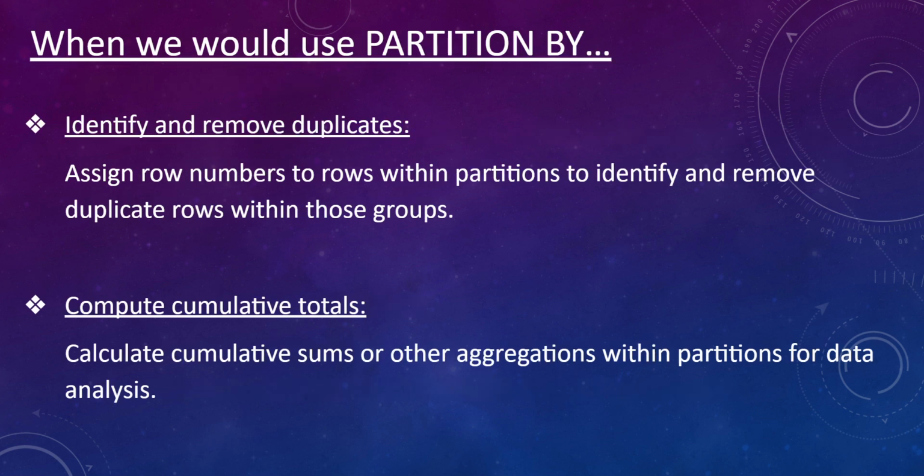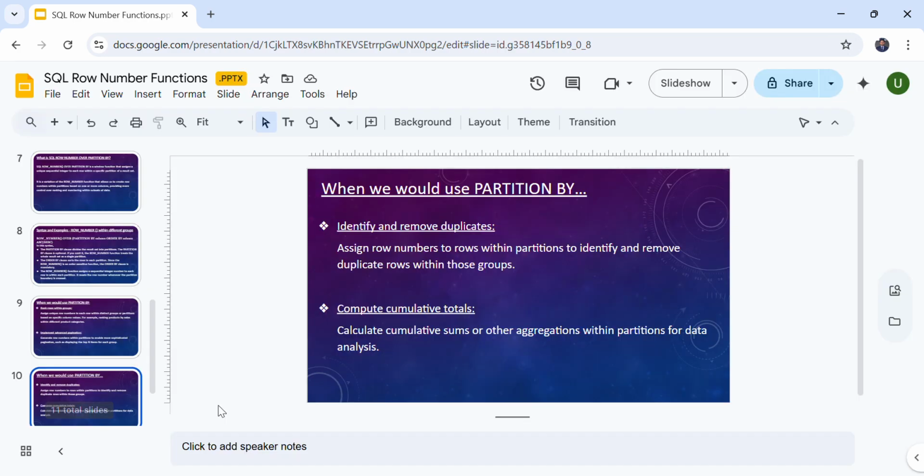Then we can also identify and remove duplicates with the use of PARTITION BY, as it assigns row numbers to rows within partitions to identify and remove duplicate rows within those groups. Then this can also compute cumulative totals, like it can calculate cumulative sums or other aggregates within partitions for data analysis. So this is basically the application of PARTITION BY, and this holds the same value for rank, dense rank, and row number. Now we will discuss the same in SQL Management Studio.